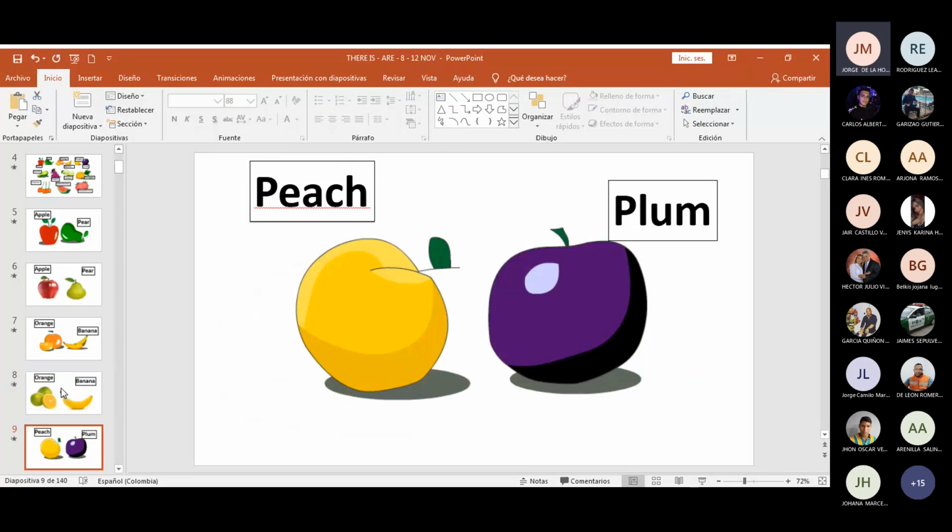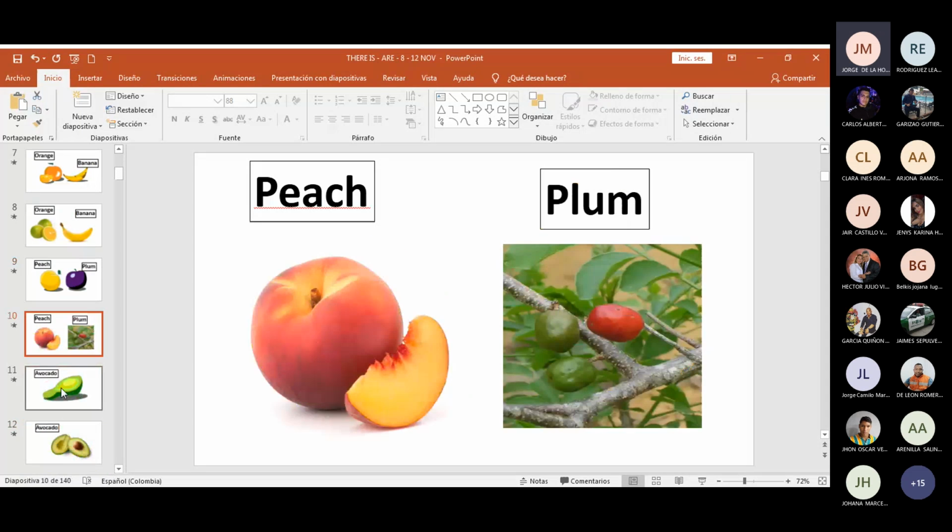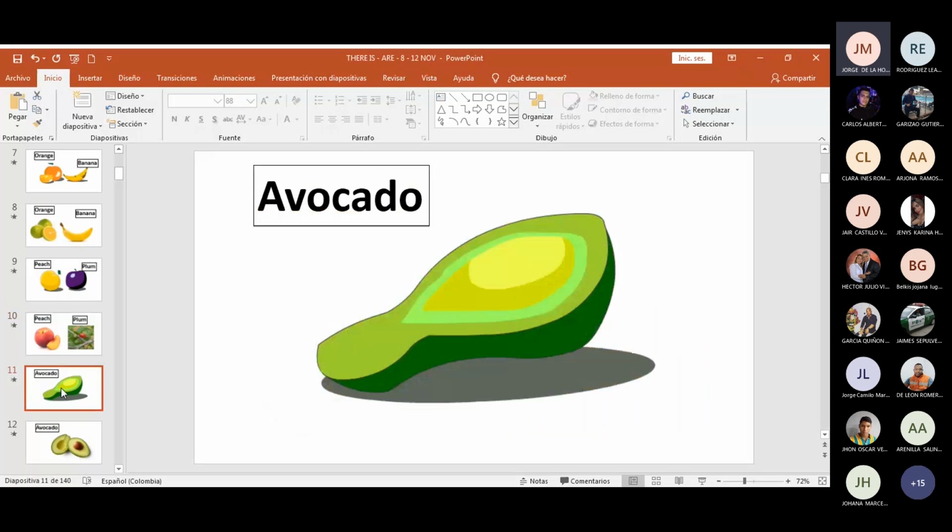And also we have the peach and the plum. In Spanish, peach is durazno or melocotón. Here we have the plum. The plum festival, El Festival de la Ciruela. What is your favorite, peach or plum? Well, that is optional. And here we have the avocado.